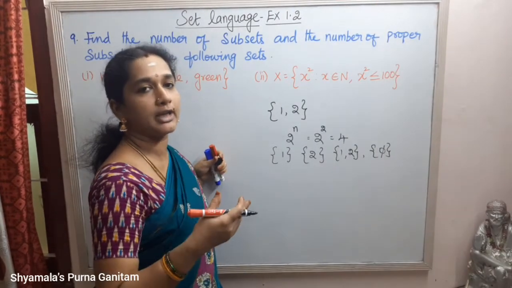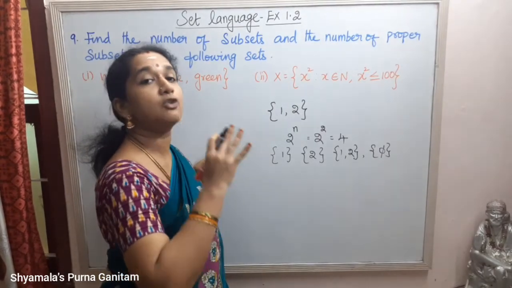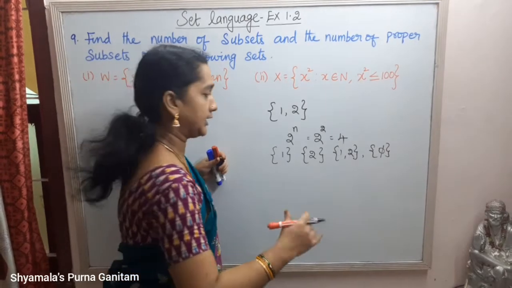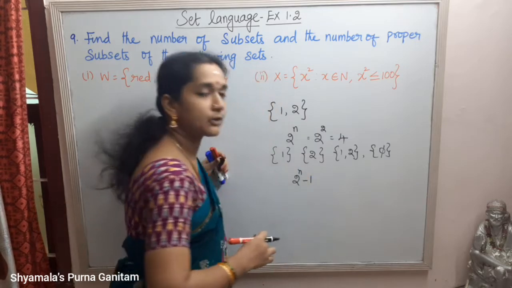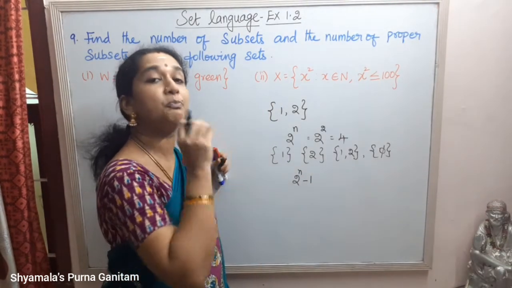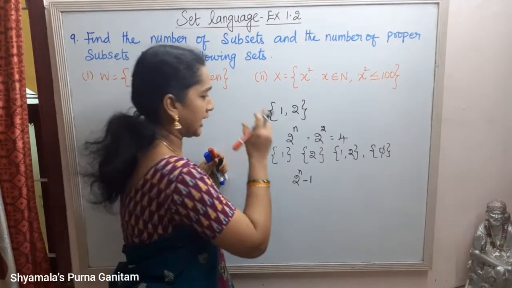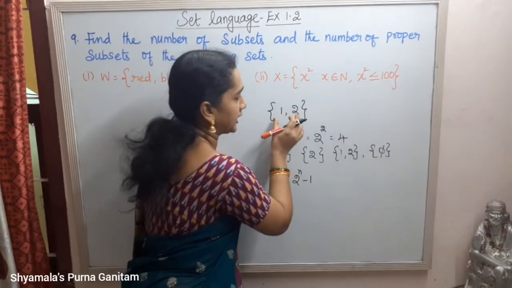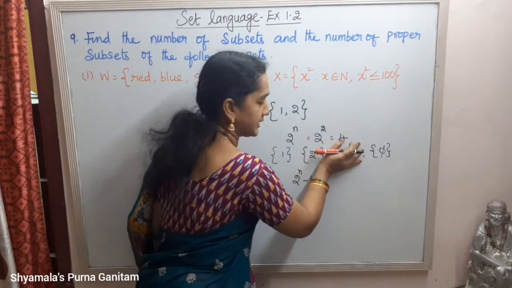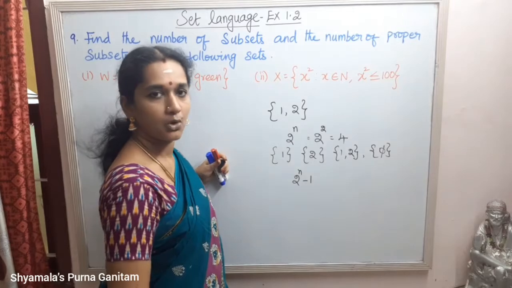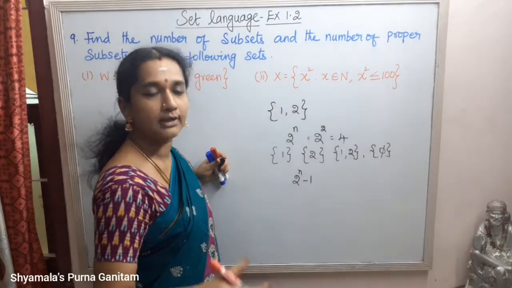Okay, now if you want to calculate the number of proper subsets, that is what we are asked to find. The formula for that is 2 power n minus 1. This is the formula to calculate the number of proper subsets. What do you mean by proper subsets? If you take 1 and 2 as the elements, the set itself is also a subset of that, but we won't consider that for a proper subset. Okay, the set and the subset should not be equal.